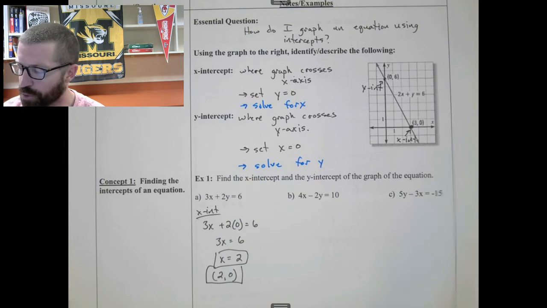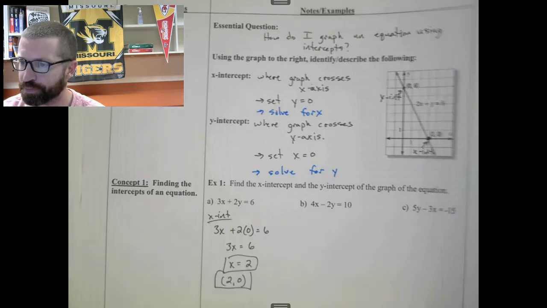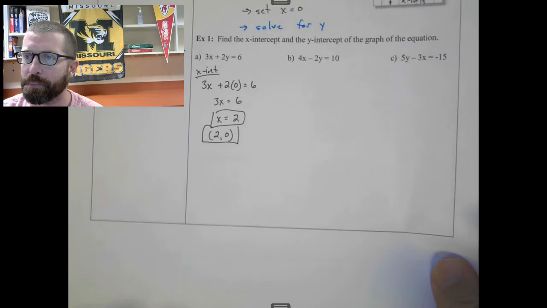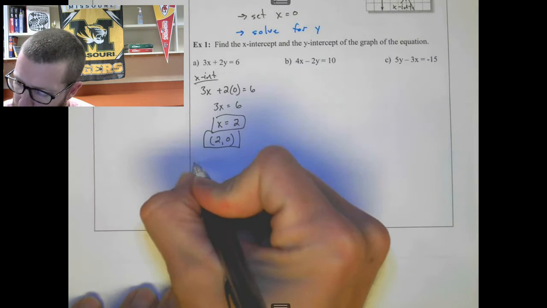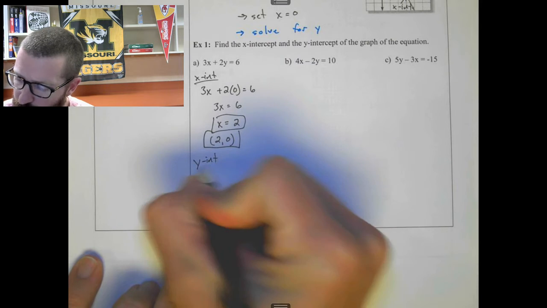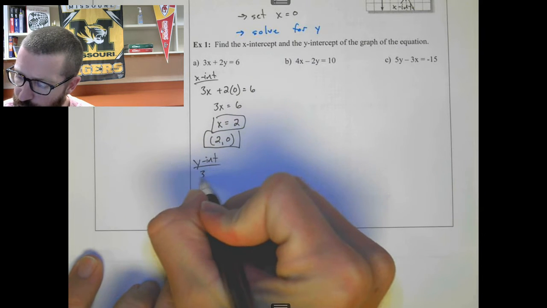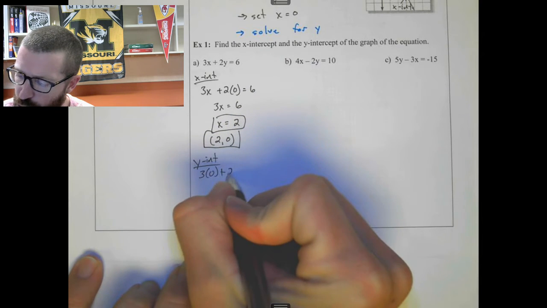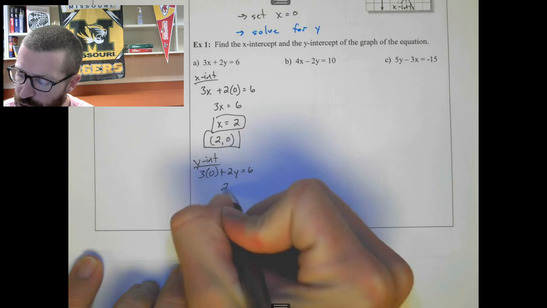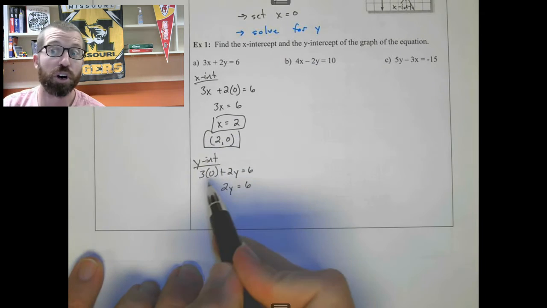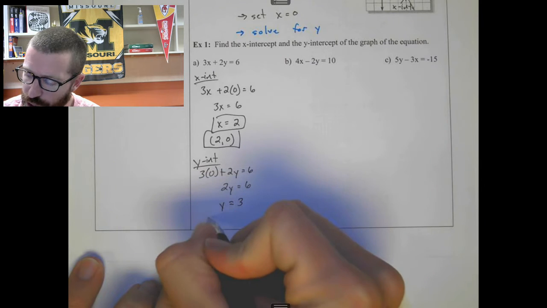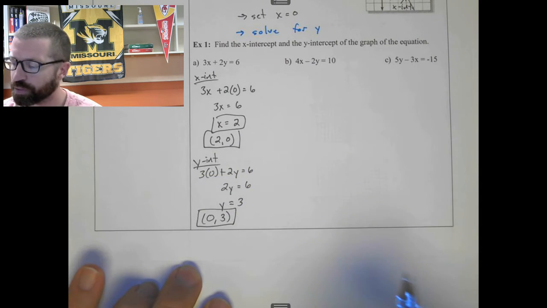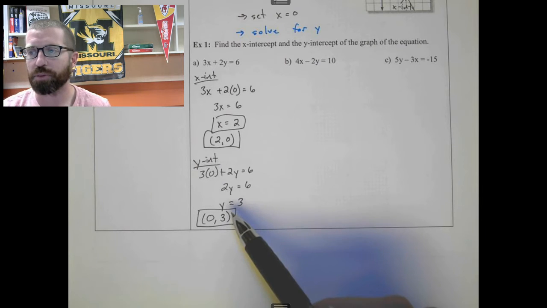To find the y-intercept, I need to move this up a little bit. We're going to set x equal to 0. And so 3 times 0 plus 2y is equal to 6. So just 2y is equal to 6 because that's gone. And when you divide by 2 on both sides, you get y equals 3, or x is 0 and y is 3 for the ordered pair. So you have an x-intercept and a y-intercept.